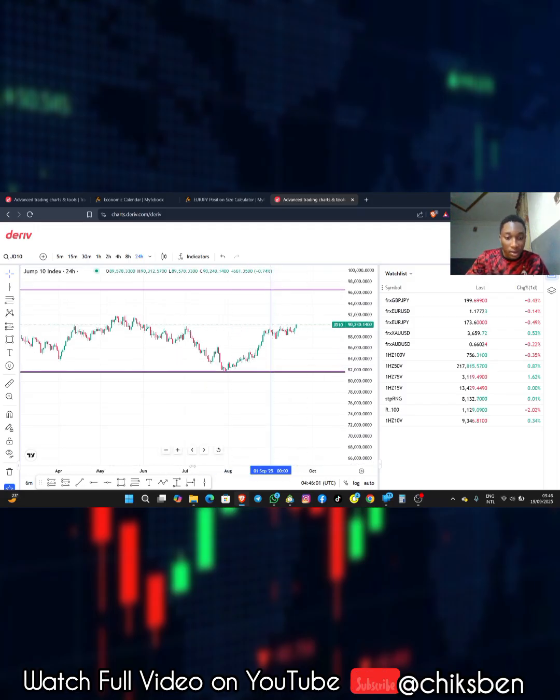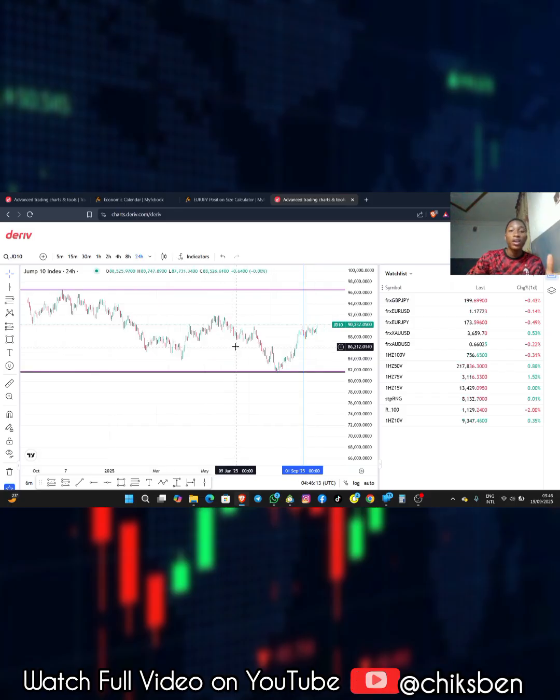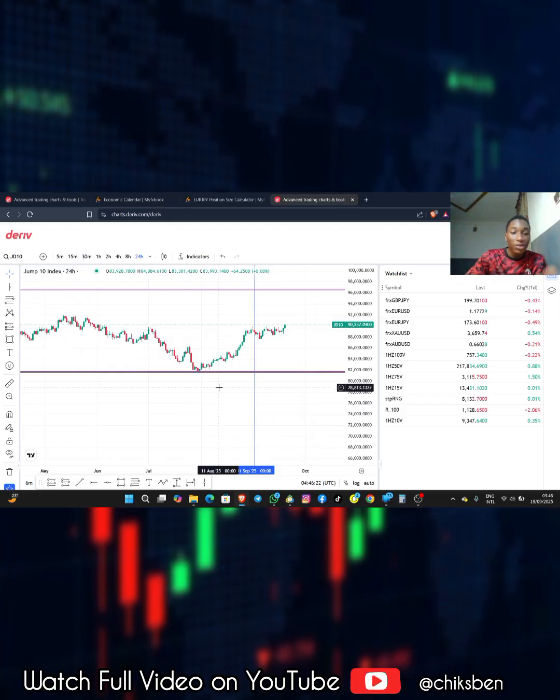So right now we have already identified the direction of the trend. We have identified how high and how low it has gone. Guys, we have put our supports and resistance. So right now we are going to be looking for an entry. In looking for an entry, you have to be going downwards to the lower time frames. That is the best for entry.